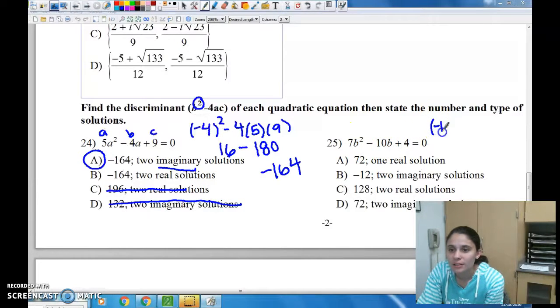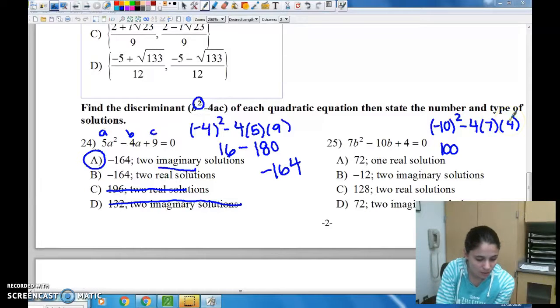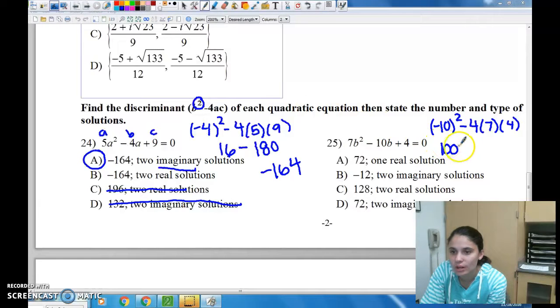I have my b's a negative 10 squared minus 4 times a, which is 7, and c, which is 4. Negative 10 squared is 100. 4 times 7 times 4 is 112. So I have 100 minus 112, which is a negative 12. And since this is negative, it's going to have two imaginary solutions, and my answer is B.